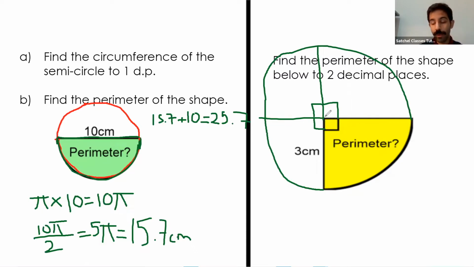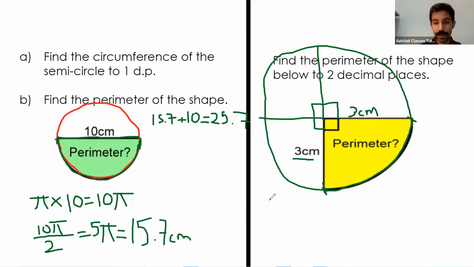So what we can see then is that the radius of our sector is 3 centimeters. This distance here is also a radius, so that will also be 3 centimeters. And we want to calculate the perimeter of the shape. But before we do that, we need to work out this distance here that I've just gone over in green. And this distance is part of the circumference.